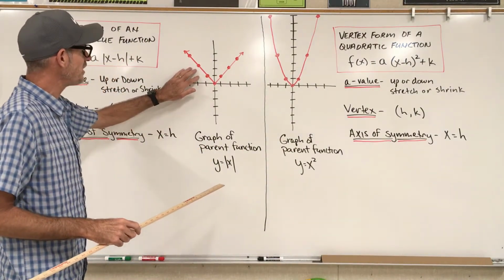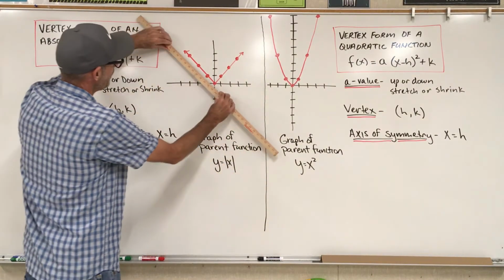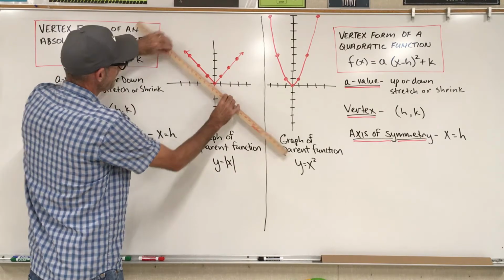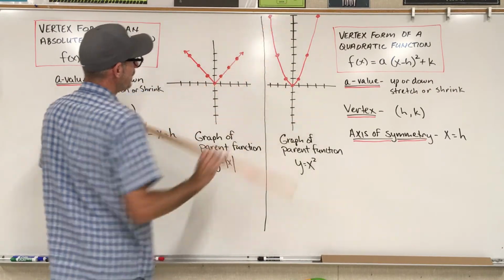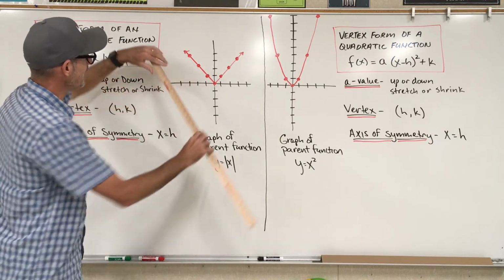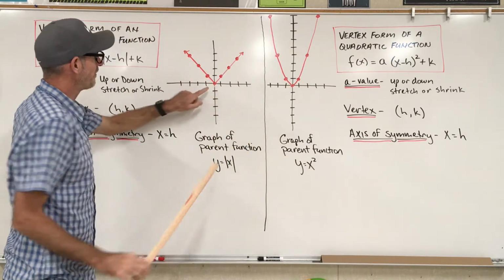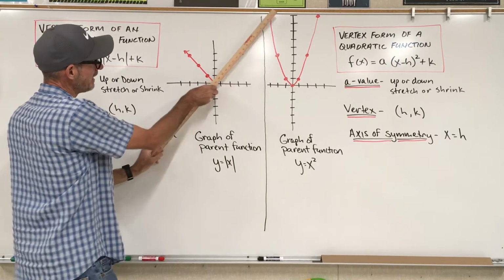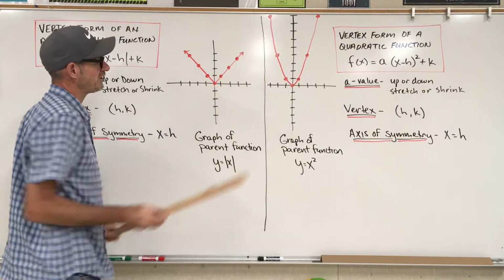Because this is a V-shaped graph, these sides make perfectly straight lines. So really you only need the vertex and one point on this side to draw that line, and the vertex and one point on this side to draw this side of the V-shaped graph.